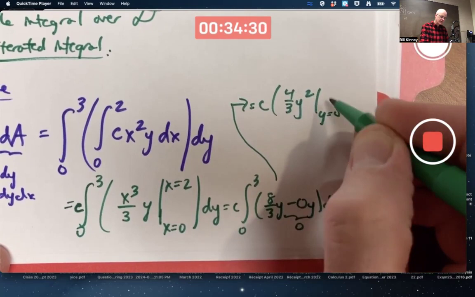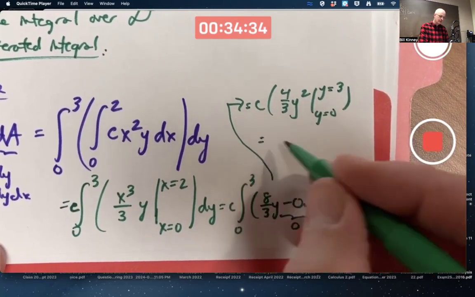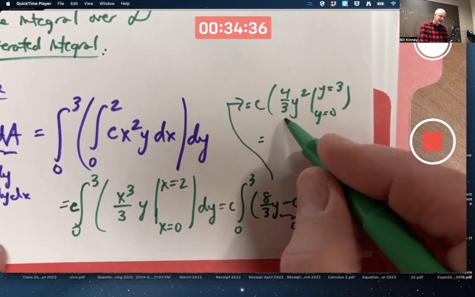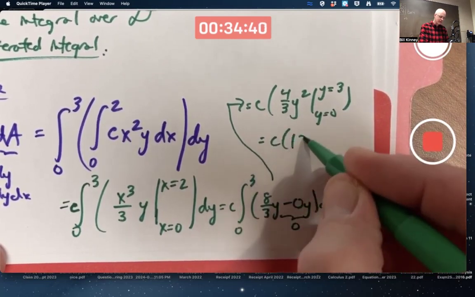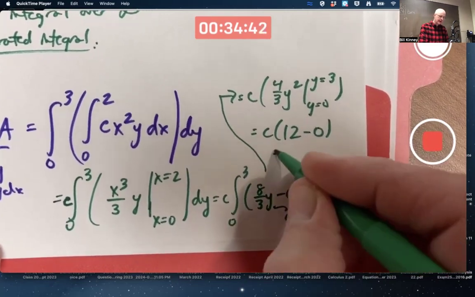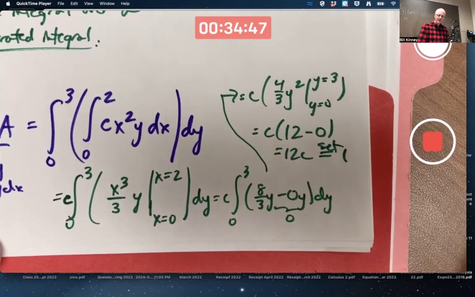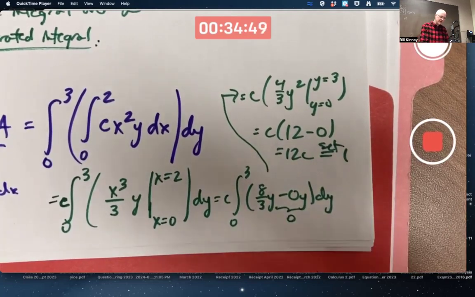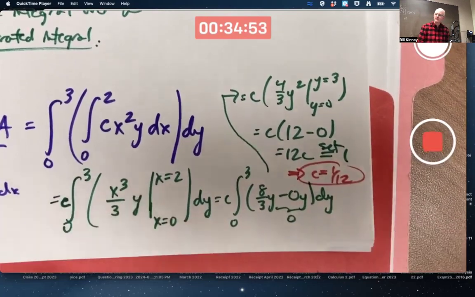Y goes from 0 to 3. 3 squared is 9. 9 times 4/3 will be 12. Plug in 0, get 0. So I get 12c. To solve for c, I set this equal to 1. And solve for c. That implies c is 1/12. That's the answer to the question.